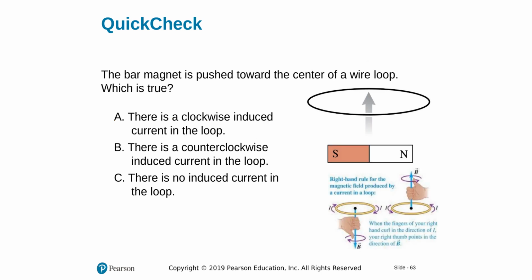And here's the answer. The bar magnet is pushed toward the center of the wire loop, which is true. In this case, magnetic field lines are parallel. Nothing is passing through my loop. There's no flux to begin with. No flux change, no current. That's what we say. No flux change, no induced current.